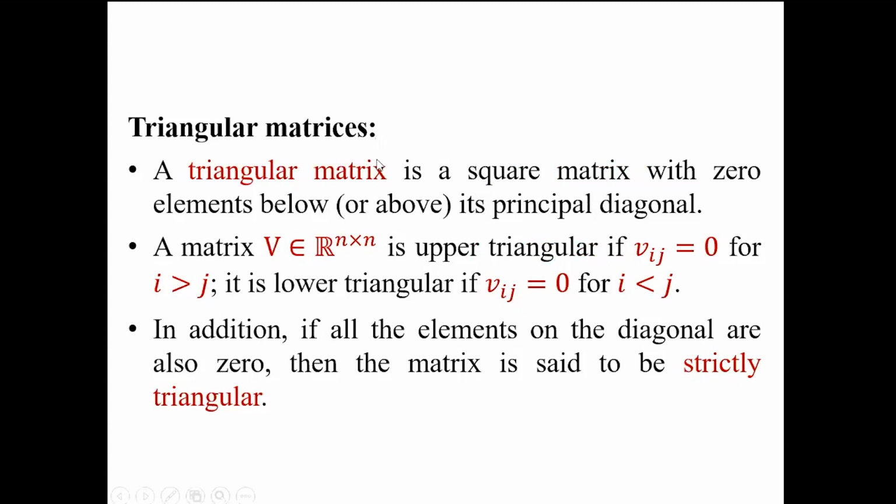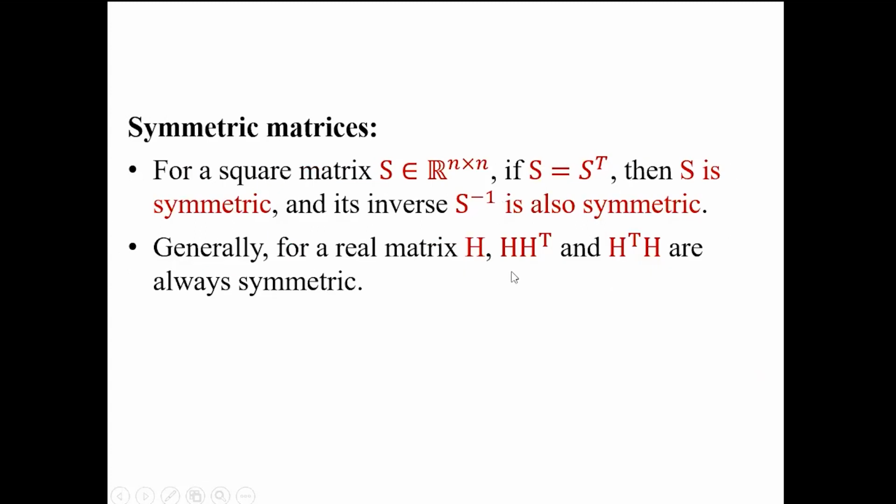Then triangular matrices. I know we're also familiar with this. A matrix can be a lower triangular matrix or an upper triangular matrix. And this is just the definition. It is upper triangular if all elements a_ij are 0 for i greater than j. And it's the same thing for the lower, with i less than j. I know we can easily figure out these things.